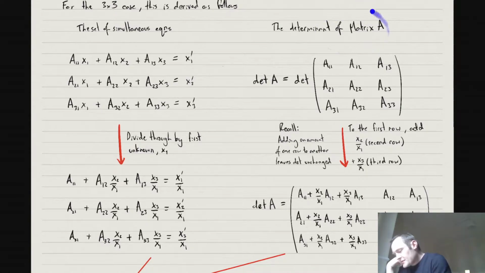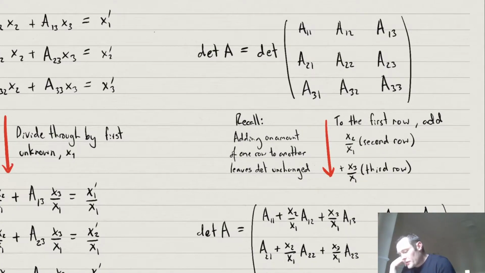On the other side, to the determinant, now one thing to recall is that we can take any amount of one row and add it on to another row, and that leaves the whole determinant unchanged. That was just one of the properties of determinants we covered last week. And so to the first row, I'm going to add x2 over x1, which is just a number, lots of the second row, and x3 over x1, lots of the third row.